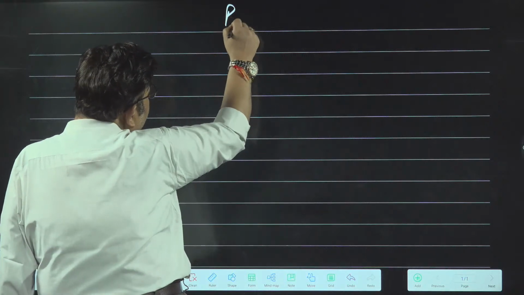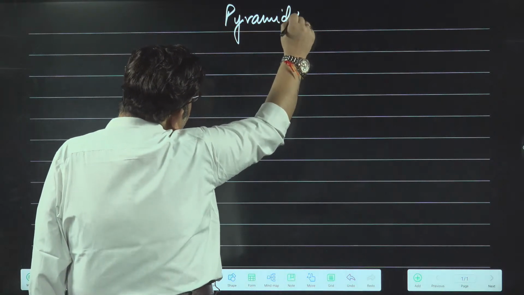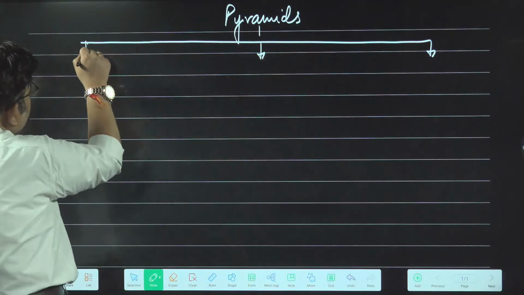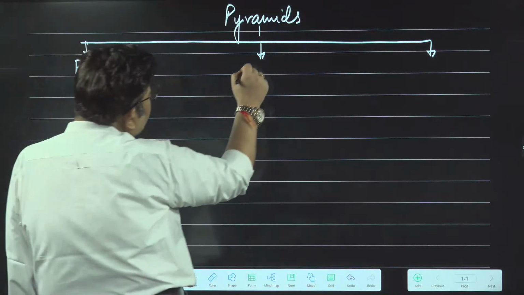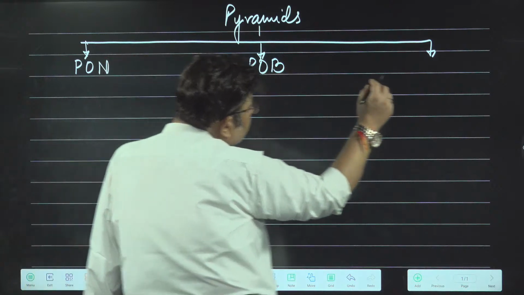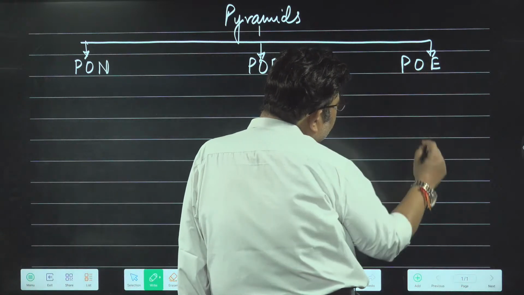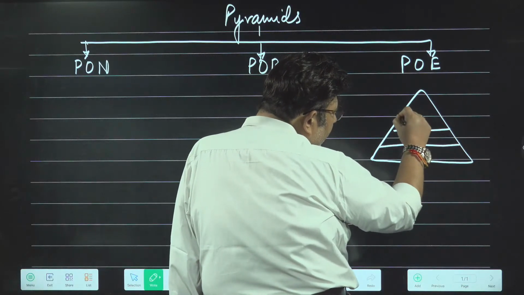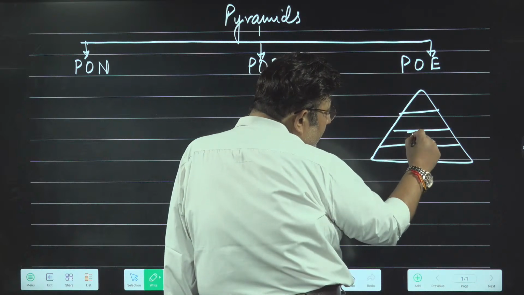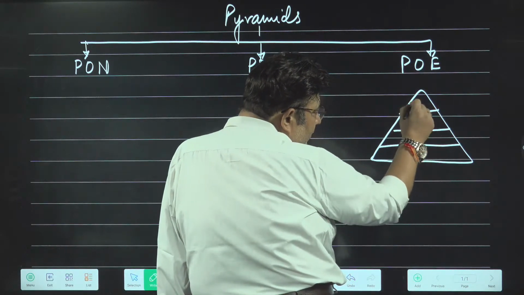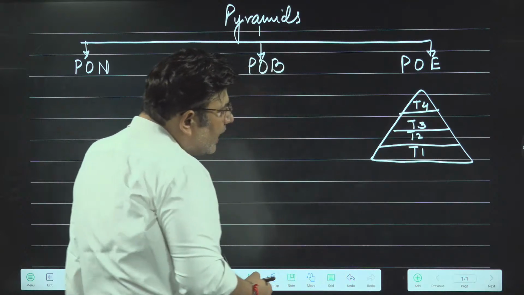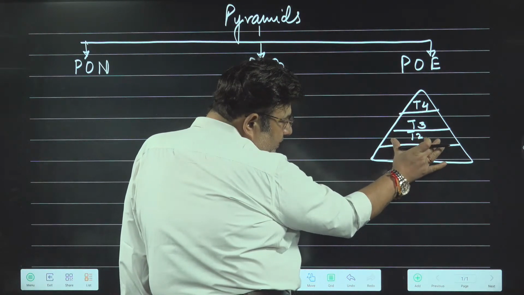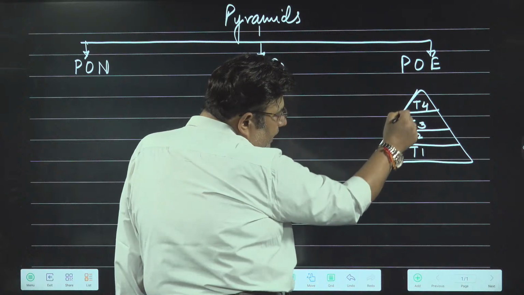Let me check the ecological pyramids. What are those three types? One is pyramid of number, one is pyramid of biomass, and pyramid of energy. As we know, energy keeps on decreasing as we move to a higher trophic level. So energy at T2 is lesser than T1, and subsequently energy is decreasing. Therefore, this size shows the amount of energy, and a lesser size means a lesser amount of energy. So we will get an upright type of pyramid.